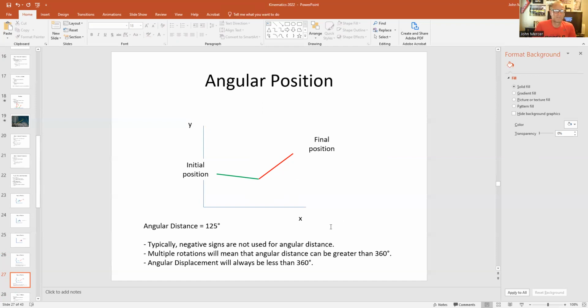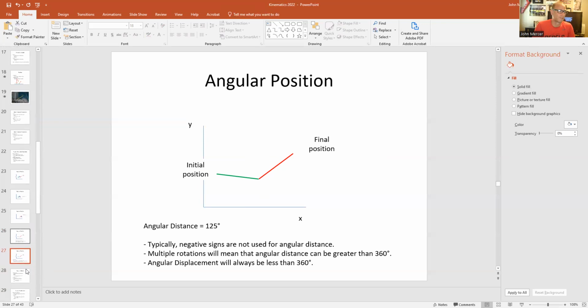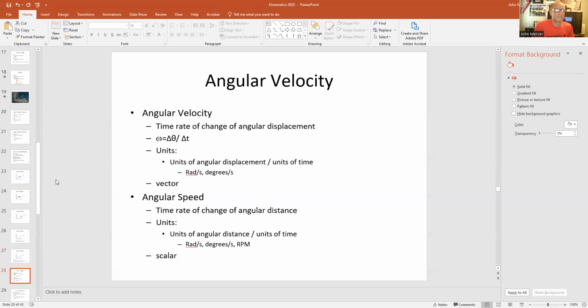Angular displacement will always be smaller than 360 degrees. 360 degrees is one complete rotation. Okay, so that's angular position, angular displacement, the final straight line rotation from initial position to final position of an object rotating. Angular distance accounts for multiple rotations.